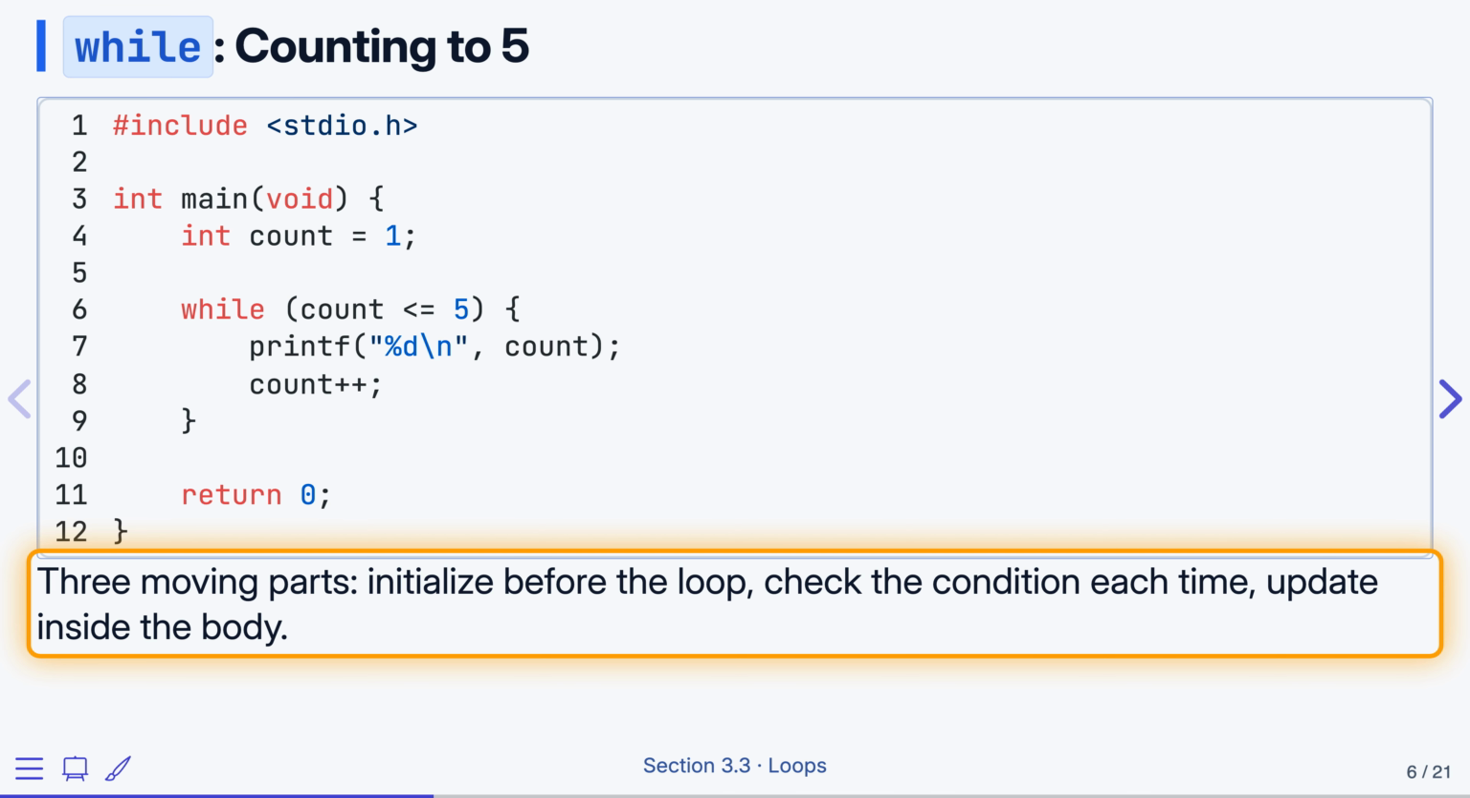First, you initialize count before the loop starts. Second, you check the condition each time before the body runs. Third, you update count inside the body. If you forget this update, the loop runs forever.